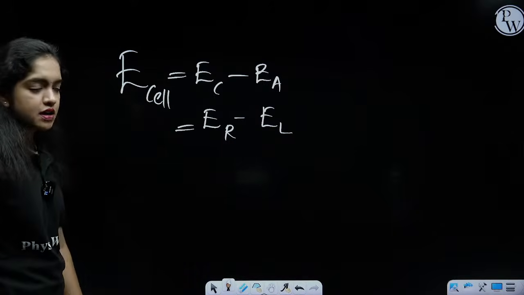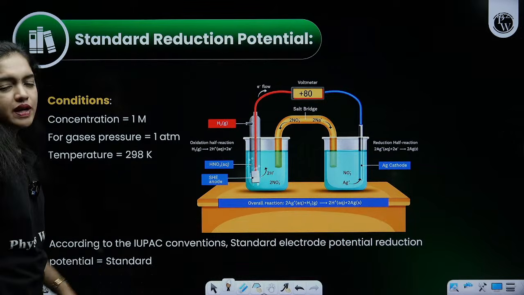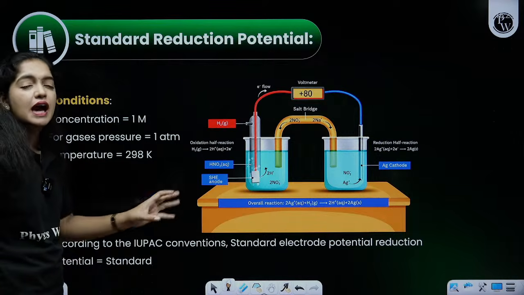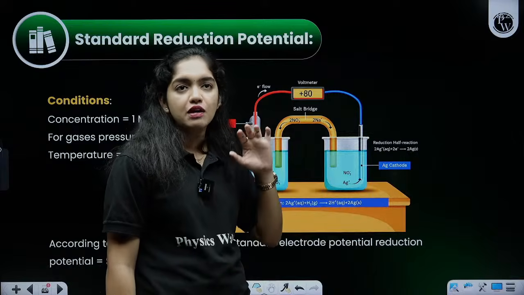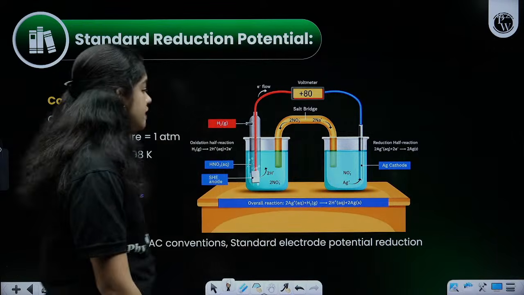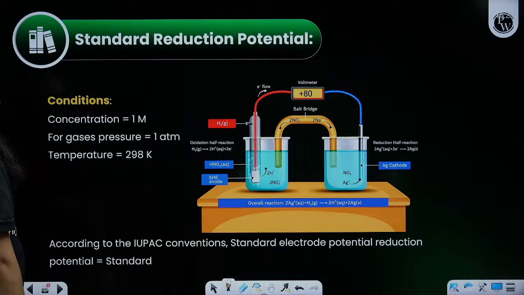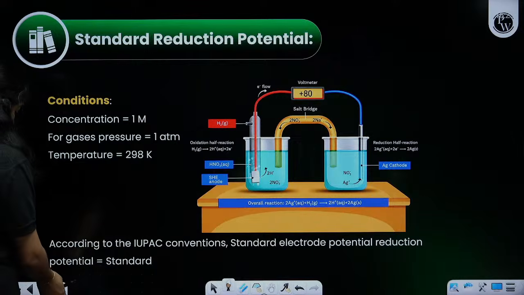And if it is standard, for example, if we don't know the potential of one electrode, what will we do? In the place of that electrode, we will keep an imaginary electrode, the standard hydrogen electrode, SHE. It is always a constant value, and we will use the SHE to calculate the potential of the other one. Conditions according to the IUPAC convention: standard electrode potential, reduction potential, equal to standard.